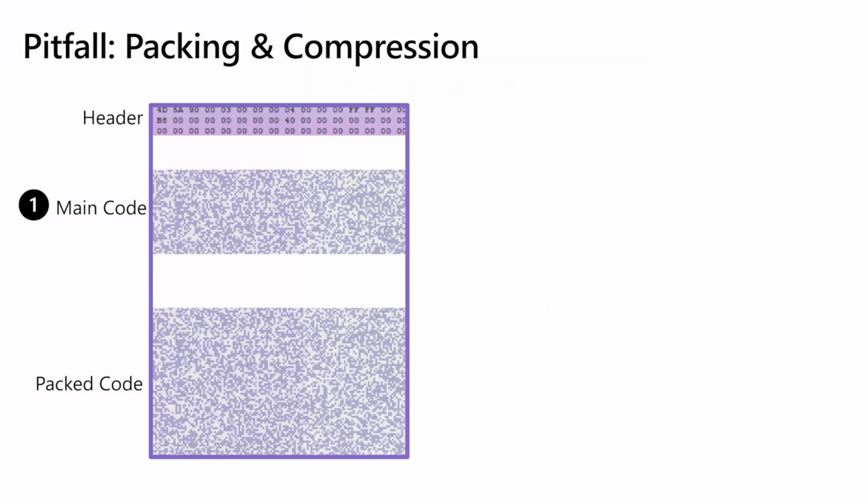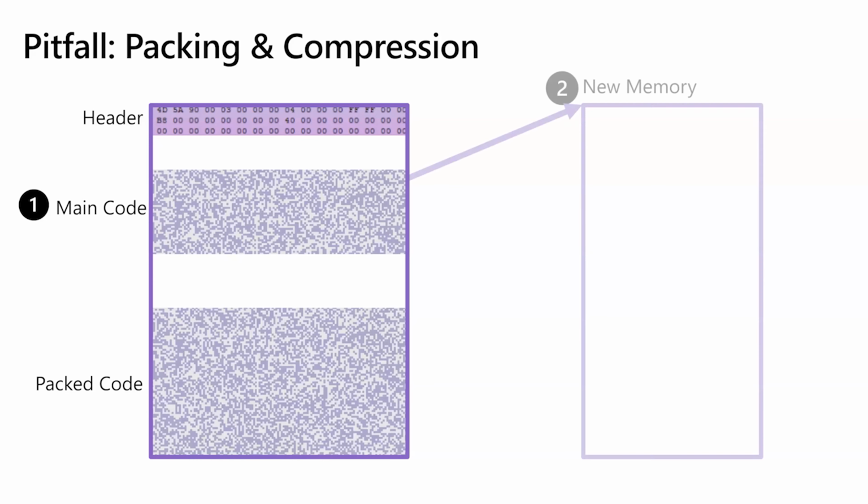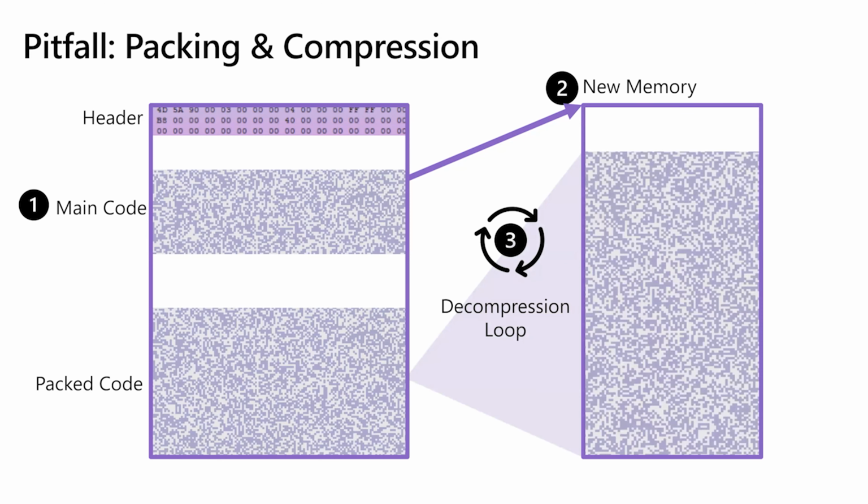All right, so I like doing diagrams, and if they're purple, it's great. So we have packing and compression. What that is: in the main code, there'll be a packed section of code that it wants to put into a new memory section. It does a VirtualAlloc or creates a memory mapping and then allocates some space to put the bytes. It has this decompression loop.